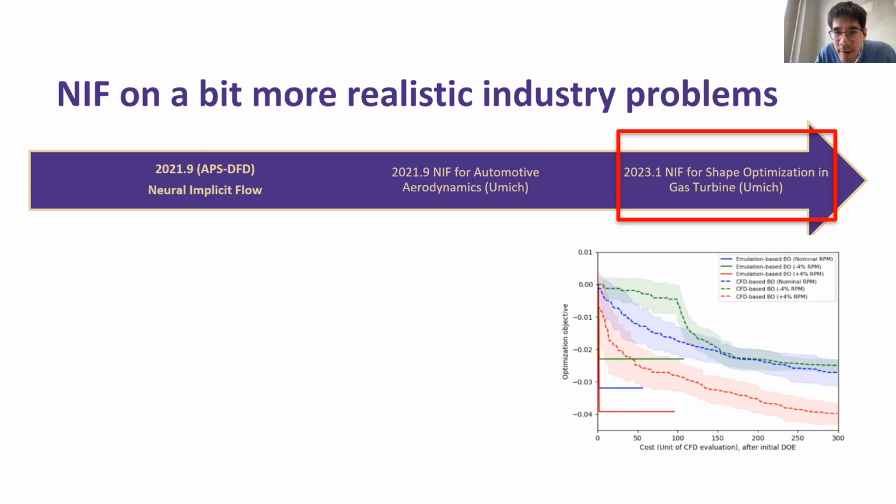May I ask a question here? What is the cost objective that you're optimizing for? Let me see. I can't really give you that right now, but I can probably give you the paper that you can refer to.